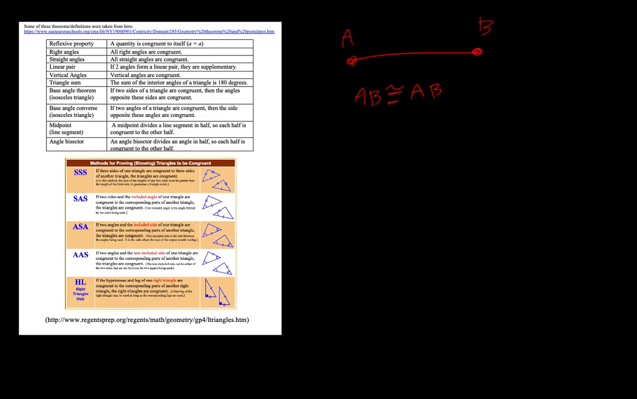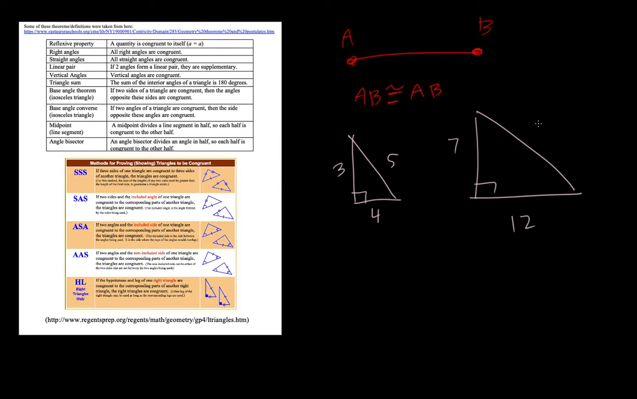Another one that seems a little silly, but once again, it can be useful, is that all right angles are congruent. So if we have a right triangle right here, 3, 4, 5, and then we have another right triangle over here, and this is 7, 12, 17 or something. That's probably not a correct right triangle, but just pretend like it is.